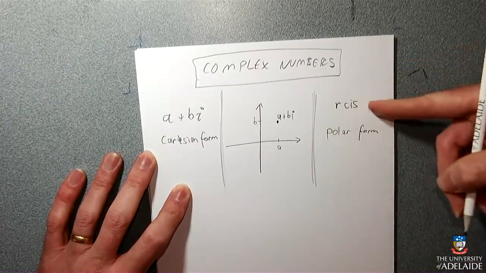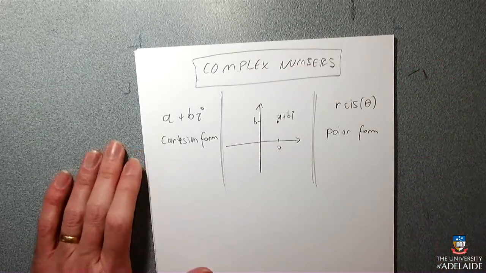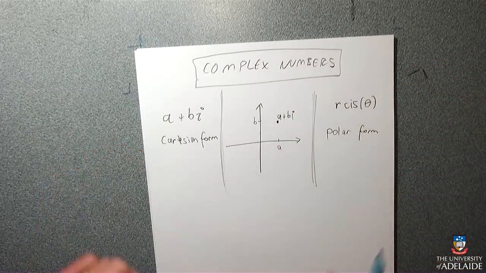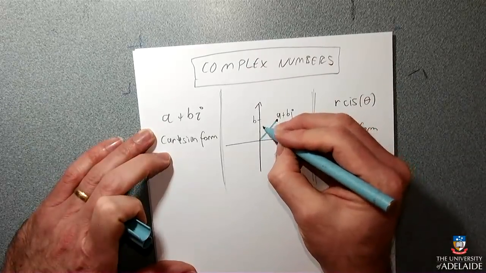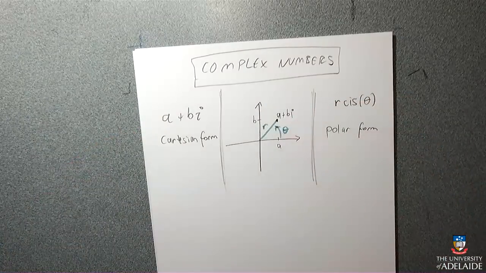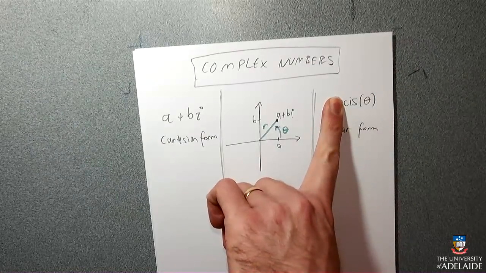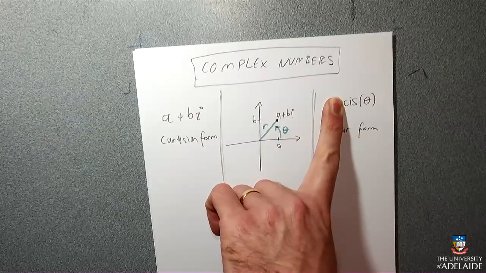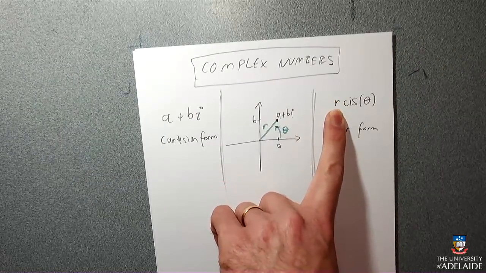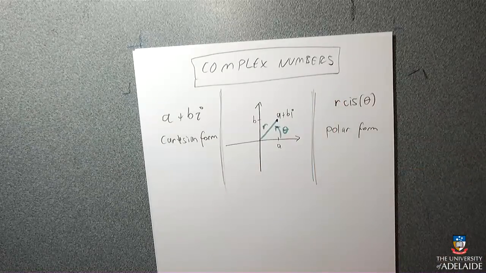Do we use cis? Where that's the radius, and then the angle measured anti-clockwise from the x-axis is theta. Now I should say something. The number cis theta is literally a number all by itself. So this is actually the real number r times the complex number cis theta. It's not just a place to hold things.